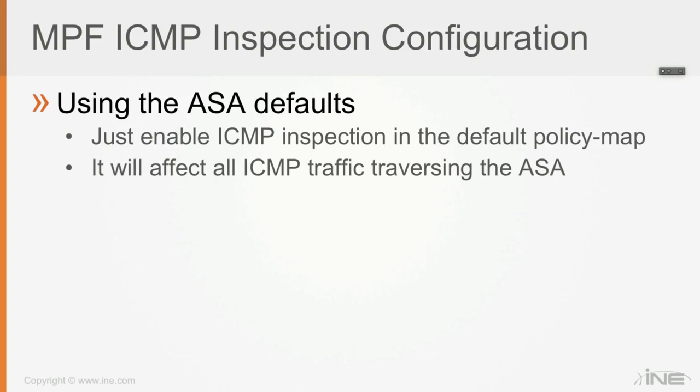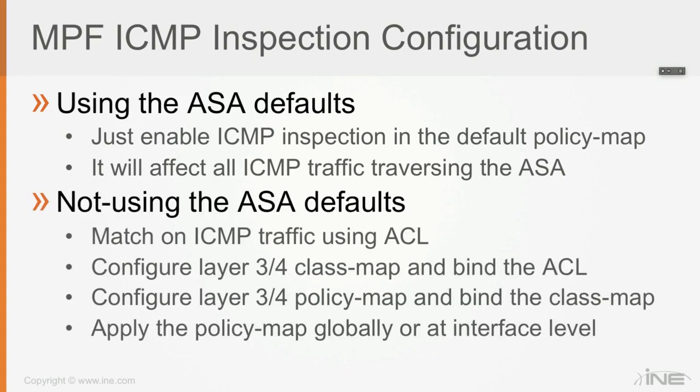If we don't want to make use of the ASA defaults, for example if we want to inspect ICMP traffic only between specific sources and destinations, then we can match on the ICMP traffic using an access list. Then we configure the layer 3-4 class map and bind the ACL in the class map. We configure the layer 3-4 policy map and bind the class map within the policy map. And then we apply that policy map globally or at the interface level.